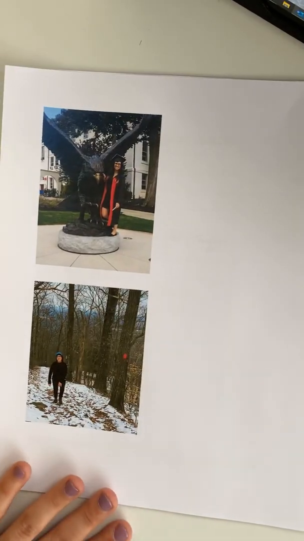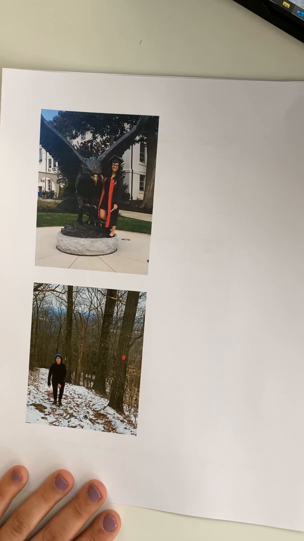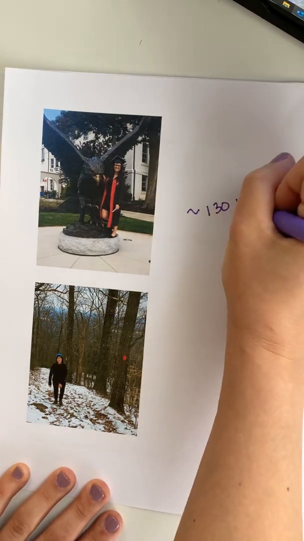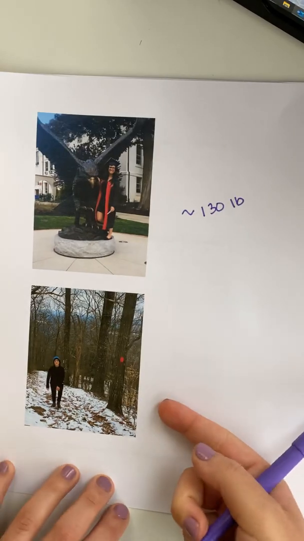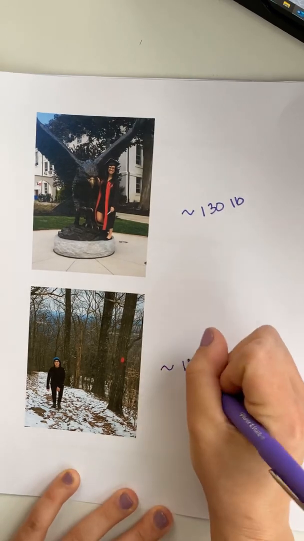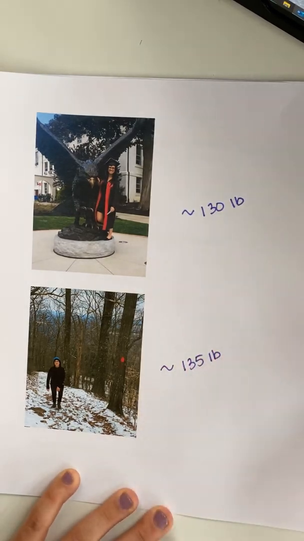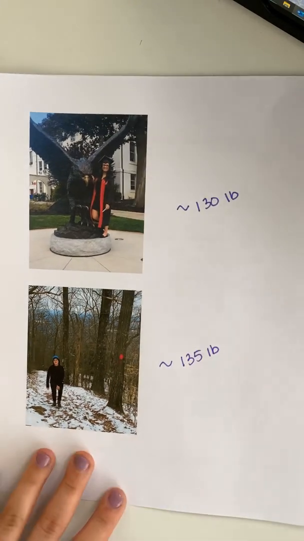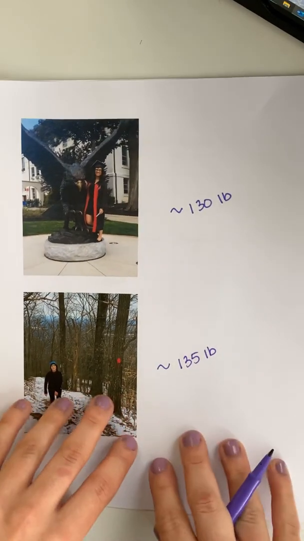Continuing with my isotope, here is my college graduation. I want to say I was about 130 pounds here. And then here's a current picture of me trying to hike up a mountain and struggling. Not really sure how much I weigh now after quarantine, but let's say I weigh about 135 pounds. Still Kelsey, just a different weight, and that's exactly what an isotope is.